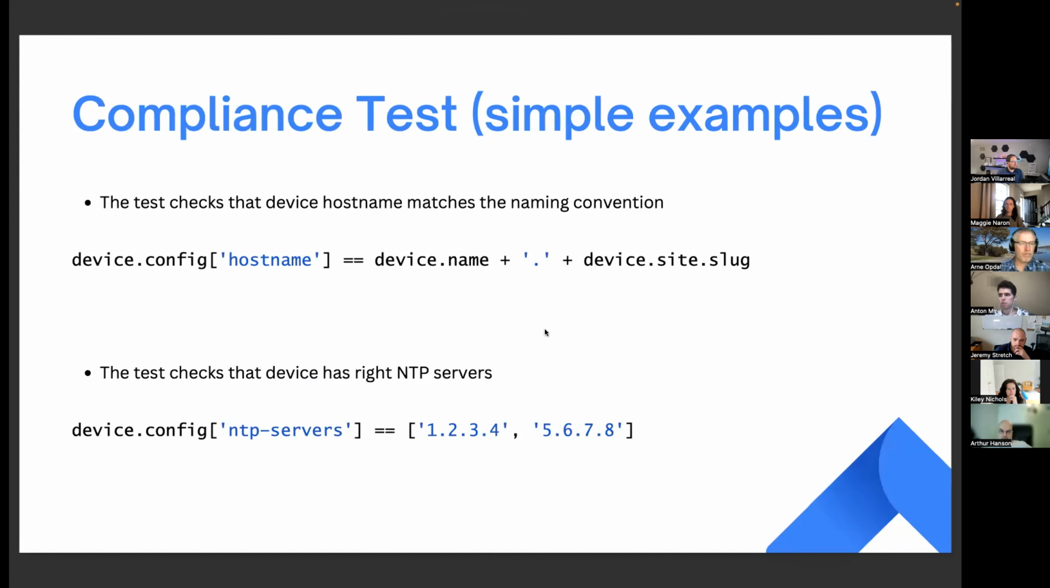Here you can see some of the test examples. The first one checks that the device hostname in your config matches the following naming convention: device name from NetBox, a dot, and device site short name. It's also referred to as site slug. The second test checks that the device has two NTP servers provisioned, equal to 1234 and 5678. Let's go next and check out a more complex example.